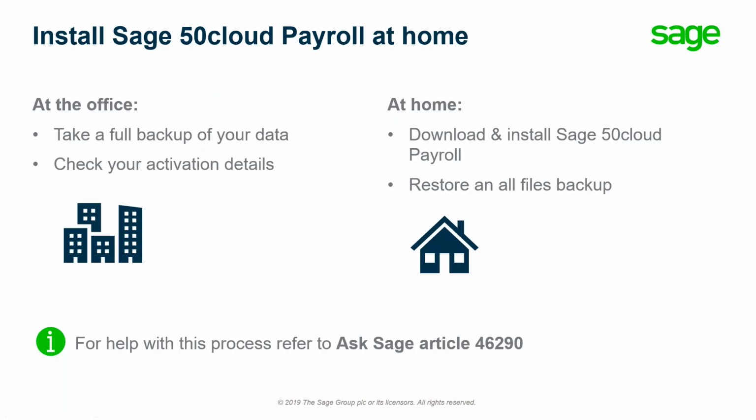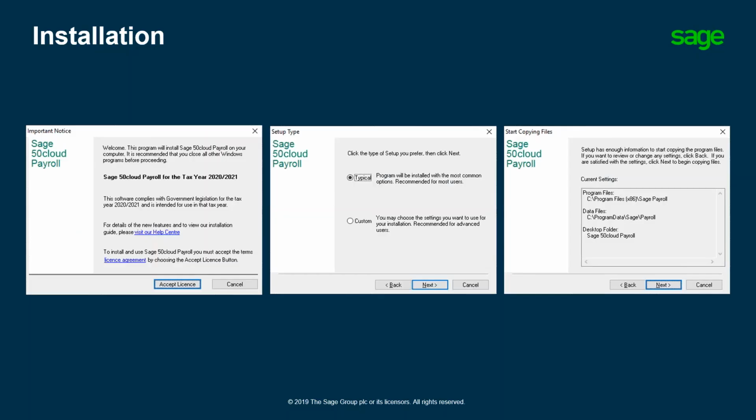So to recap those steps, from the work PC, get a full backup of your data, check your activation details. At home, download and install Sage Payroll. I'll show you some screenshots on the installation process, and then restore the all files backup that you took from the work location. So here's what the install looks like.